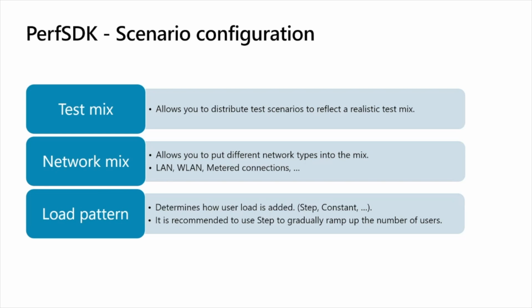Next up is the load pattern. Load pattern is a part of the configuration that determines how user load is added to your environment. You can step up the number of users gradually, or you can use a constant number of users directly from the beginning. We recommend using a step to gradually ramp up the number of users, as it always allows a brief period of time where, as the users are ramping up, you're able to already monitor and see how the system is holding up.